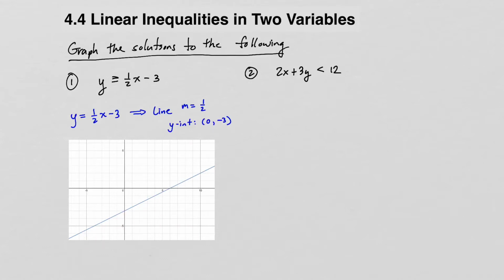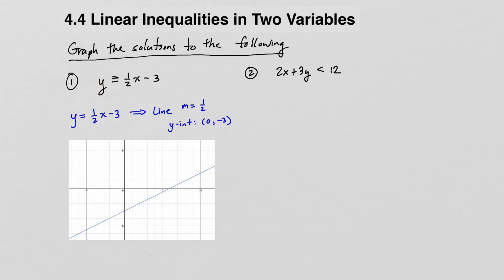And we have to make sure we do the right one. So there's two ways to determine where to shade. One thing you could do is you could pick a test point from either region, plug it into the inequality to see if it's true or if it's false. If it's true, then you would shade there. If it's false, then you will not shade there. But there is actually an easier way to do this.